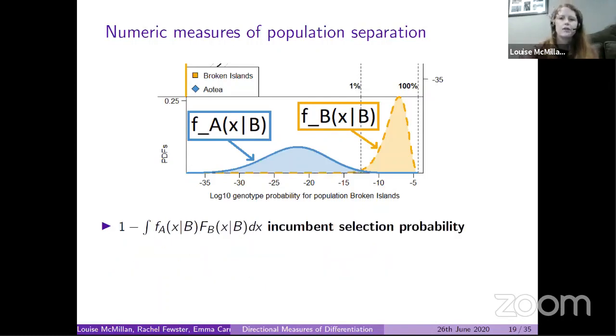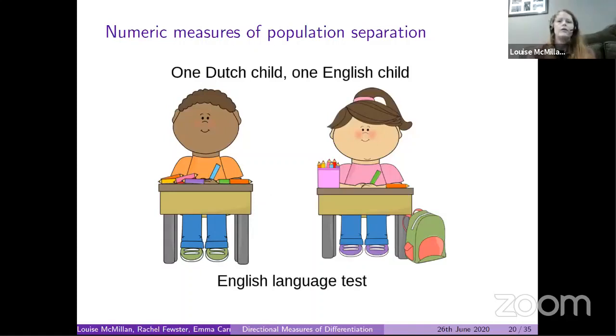So we've also come up with another couple of measures, and I'll explain the first one, called incumbent selection probability, by means of an analogy. Imagine that you have two children in front of you. One is Dutch, one is English, but you don't know which is which, so you give them an English language test to find out. The incumbent selection probability is the probability that the English child will be better at the English language test than the Dutch child, and therefore the English kid will be correctly selected as the incumbent in that population.